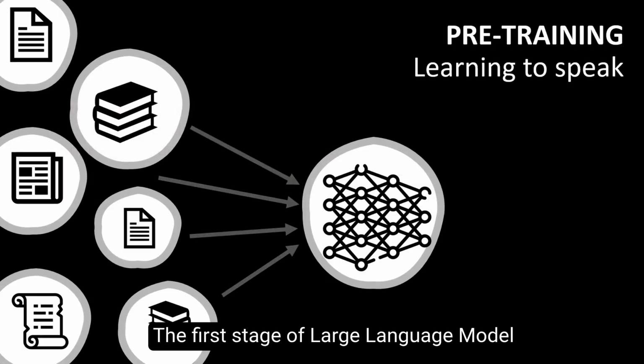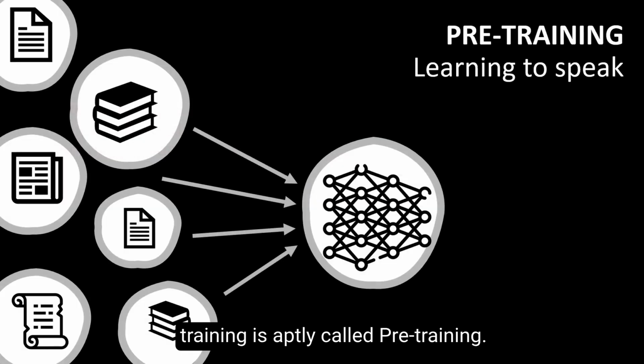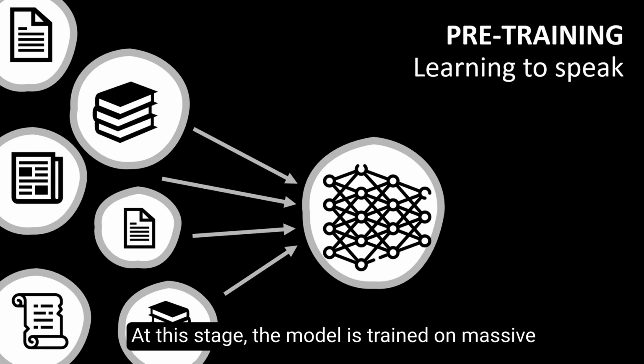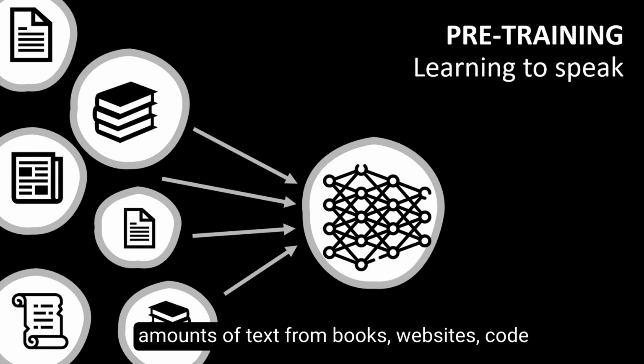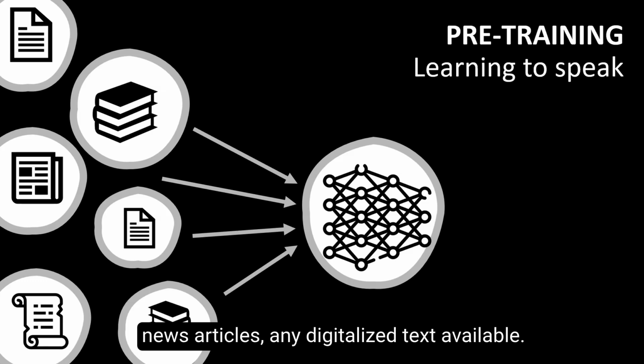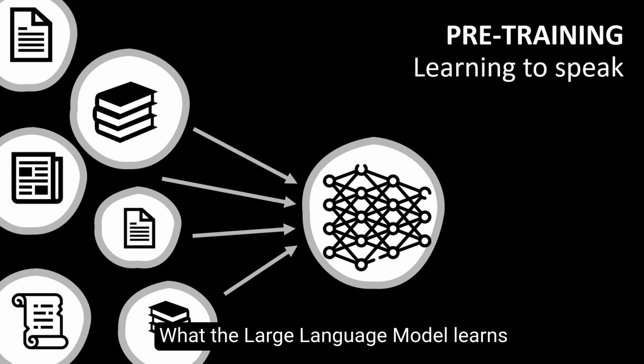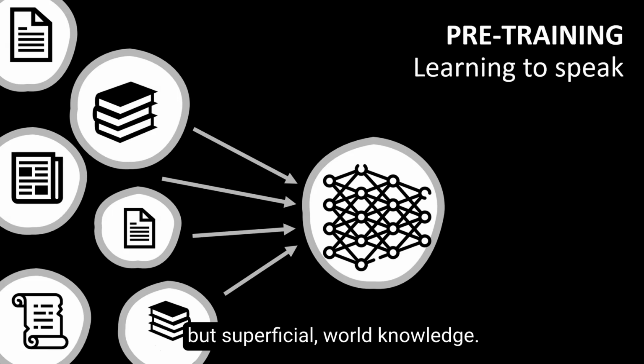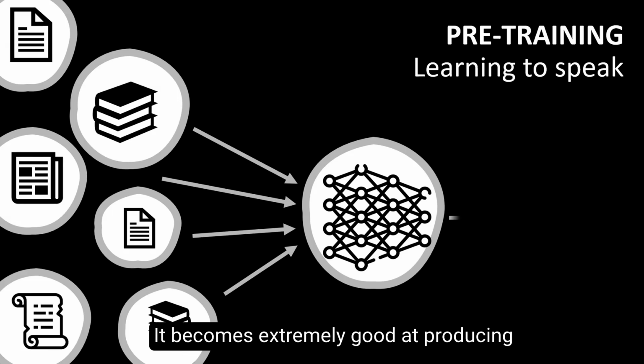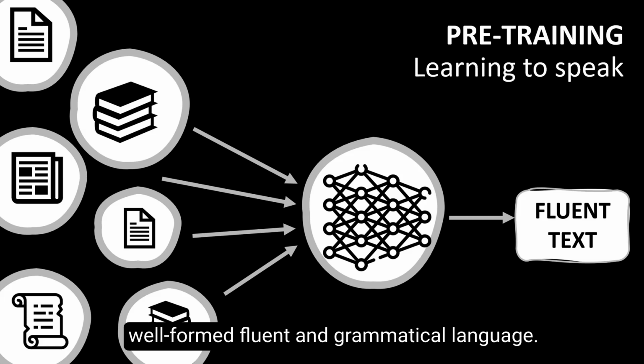The first stage of large language model training is aptly called pre-training. At this stage, the model is trained on massive amounts of text from books, websites, code, news articles, any digitalized text available. The training objective is simple. The model must learn to predict the next word in a sequence. What the large language model learns is simply grammar, syntax, and a broad but superficial world knowledge. It becomes extremely good at producing well-formed, fluent, and grammatical language.